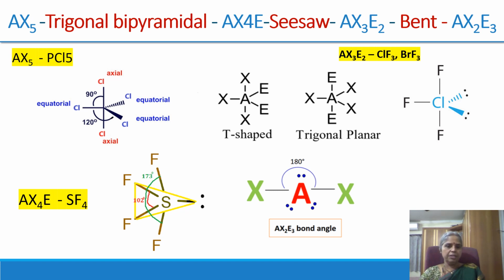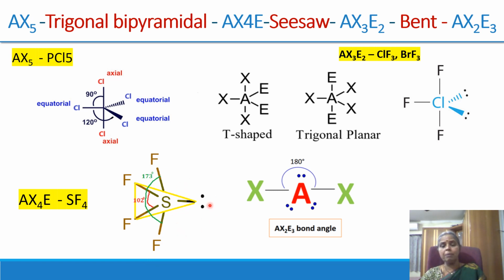Here is AX5, PCl5. Because phosphorus has no lone pairs, the molecule is a regular shape, symmetrical, trigonal bipyramidal. There is no deviation. AX4E, there is one lone pair. Example is SF4. Because of this lone pair, the bond angle in the equatorial plane has to be 120 degrees and the bond angle between an axial bond and an equatorial bond has to be 90 degrees. And you can see here the lone pair is placed in the equatorial region, not on the axial bonds.